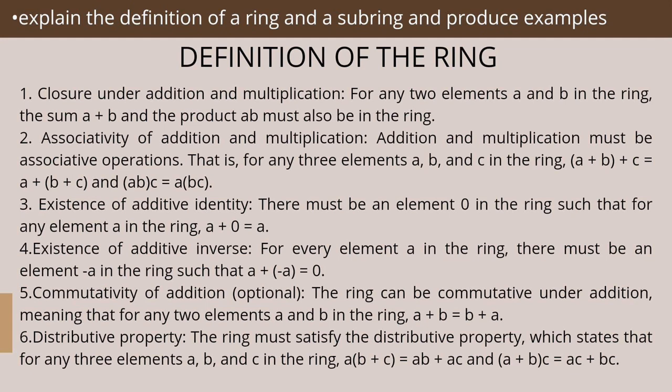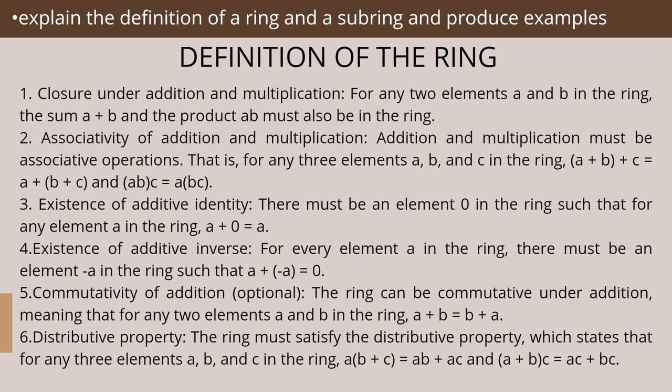So now, let's proceed to the first learning objective, to explain the definition of a ring and a subring and produce some examples. So in abstract algebra, a ring is a mathematical structure that consists of a set of elements along with two binary operations, addition and multiplication. A ring is required to satisfy several properties. Number 1, closure under addition and multiplication. For any two elements A and B in the ring, the sum A plus B and the product AB must also be in the ring.